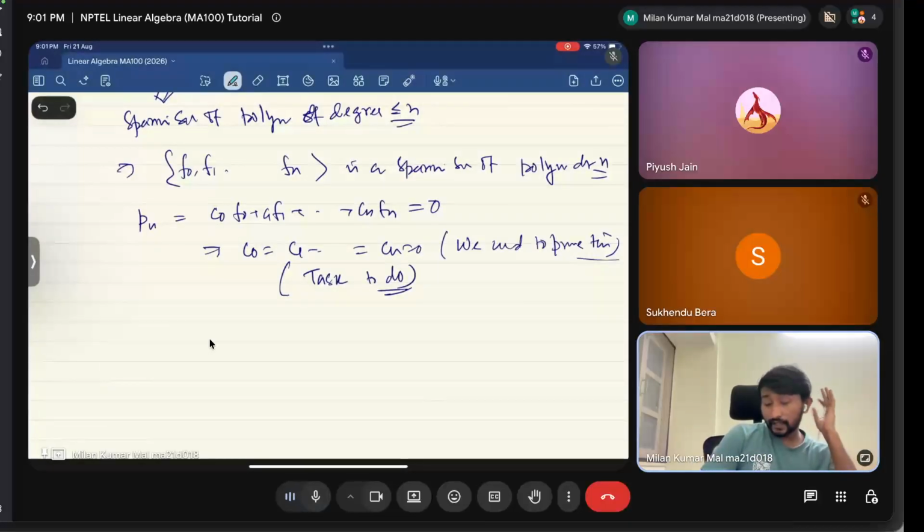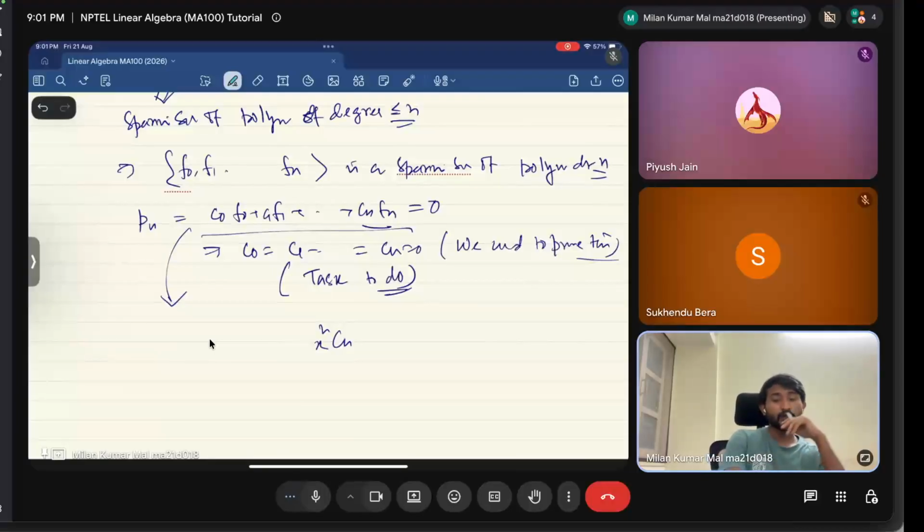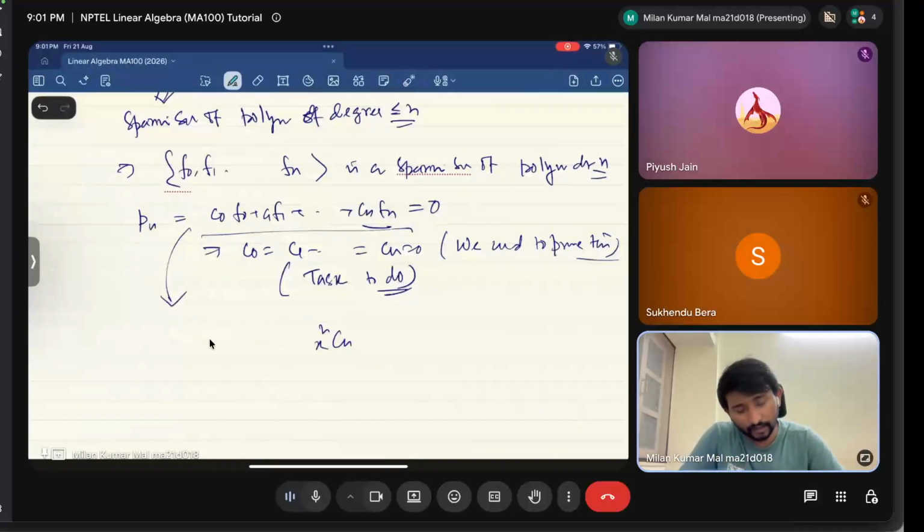If you look carefully, why does Cn have to be 0? Because this is a polynomial. Fn has an x to the power n term, and the coefficient of x to the power n is non-zero. So in this polynomial, the coefficient of x to the power n is actually Cn. But if this is the 0 polynomial, then Cn has to be equal to 0, right? Once Cn is 0, I can explain.